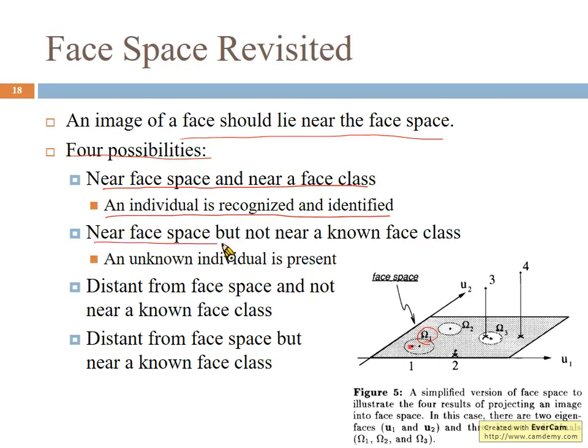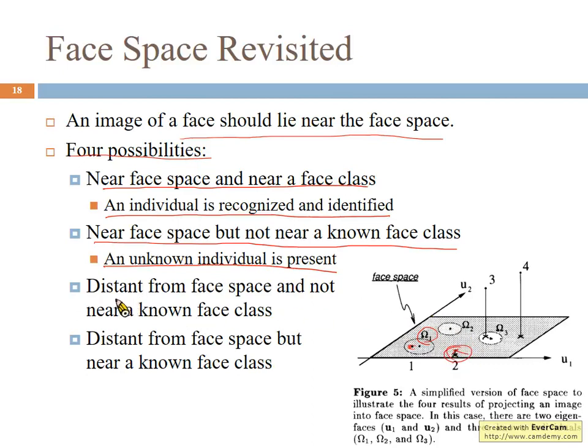Another case is near face space, but not near a known face class. That is case two. When we project the given image to the face space, it may belong to the face space, but it is not close to any known individual. That means an unknown individual is present. As we said before, when we find many cases of unknown individuals, we may add this unknown individual to the training data.